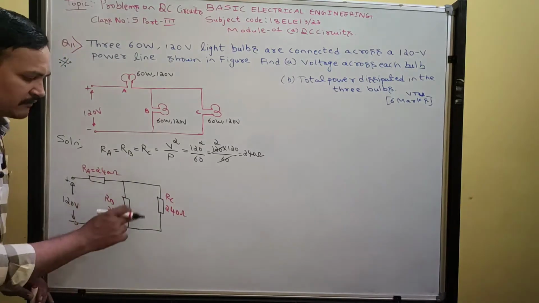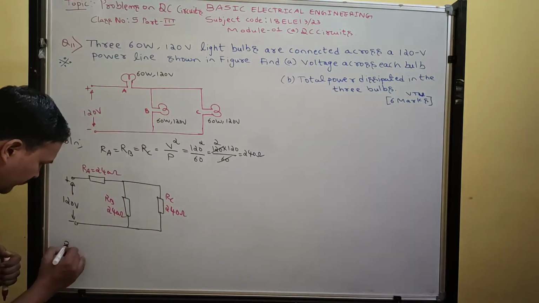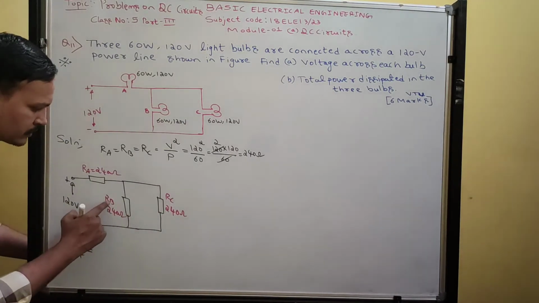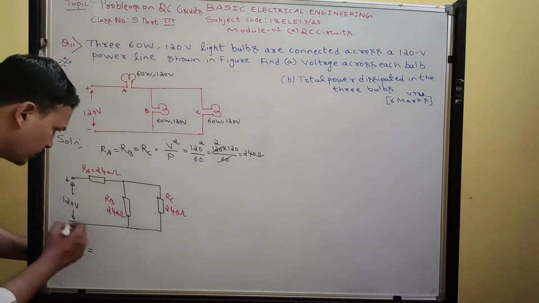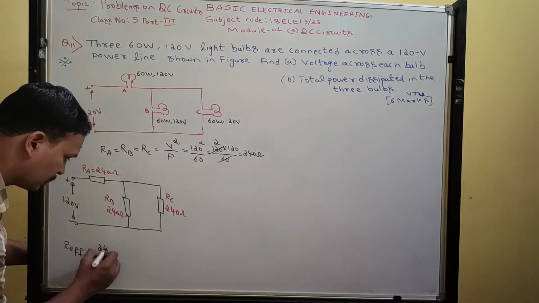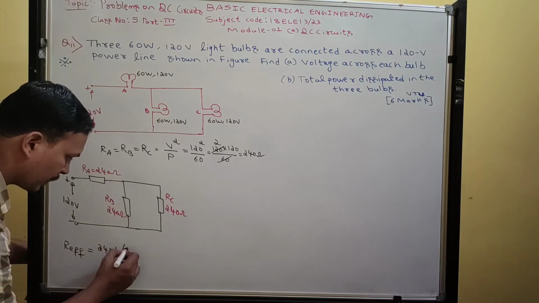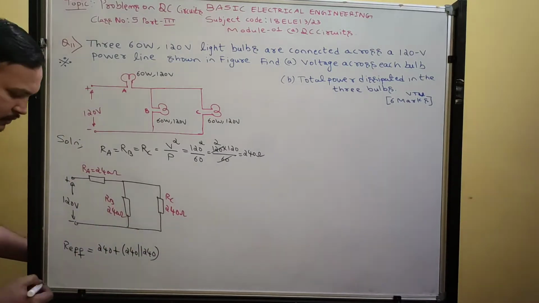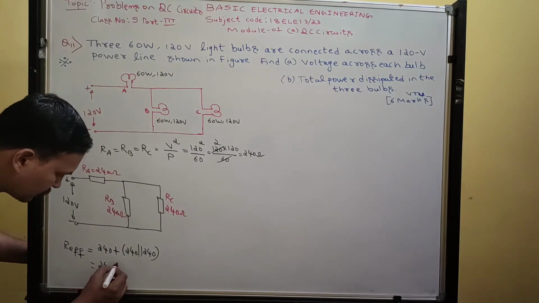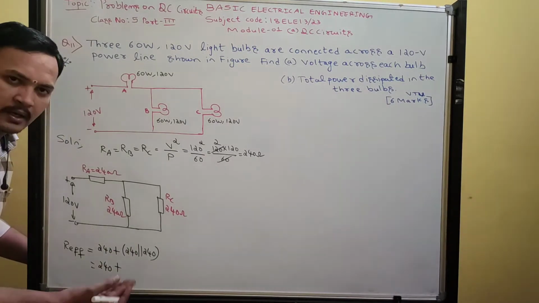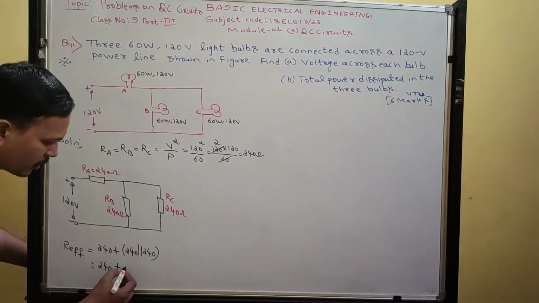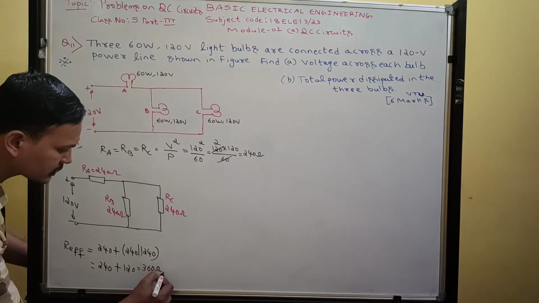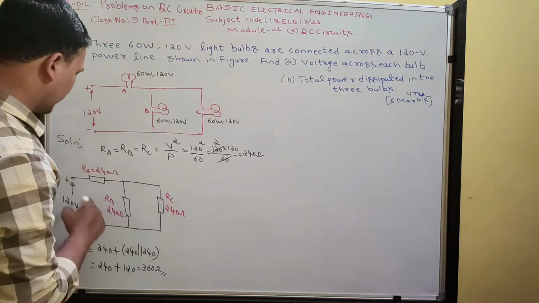Now find the effective resistance. RB and RC, 240 ohms and 240 ohms, are connected in parallel. What is its effective resistance? I can write 240 plus 240 parallel 240. Identical resistances connected in parallel, so divide by 2. 240 divided by 2 is 120. Therefore the effective resistance is 360 ohms. Now calculate the supply current.